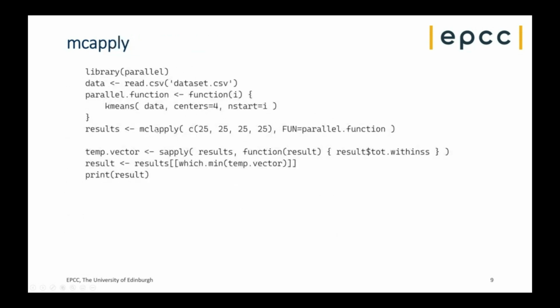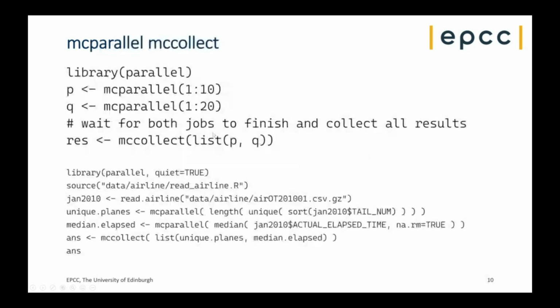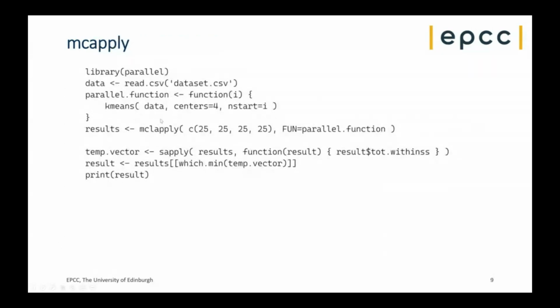So you can see that the MC apply functions, we're applying the same function to the different data, whereas MC parallel is a bit more functional in the sense that it allows us to do different tasks on the same data at the same time. But then, of course, we have to manually program out what we actually wanted to do, whereas in MC apply, we don't have to do that. We just have to give it a range of things to run across.